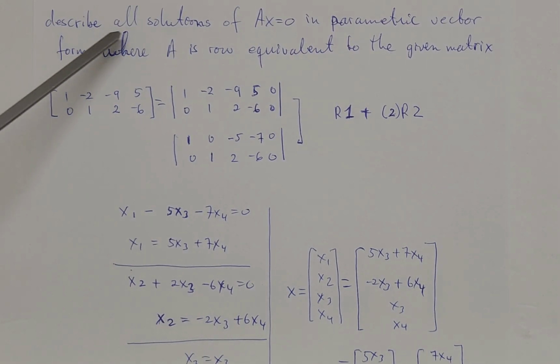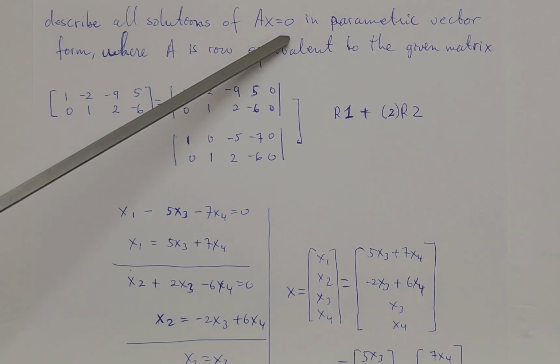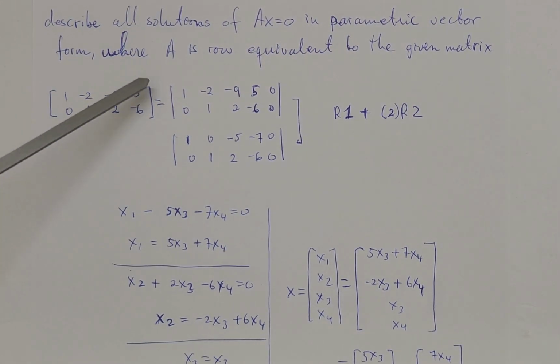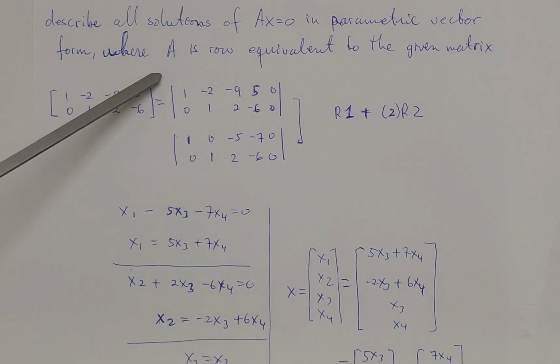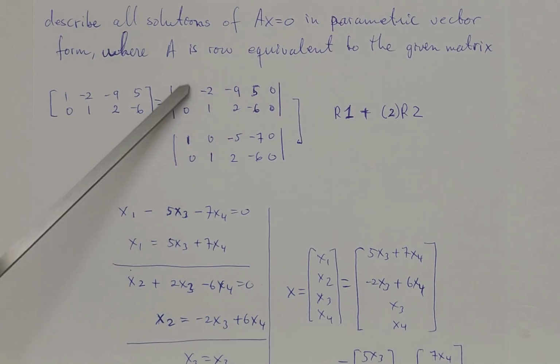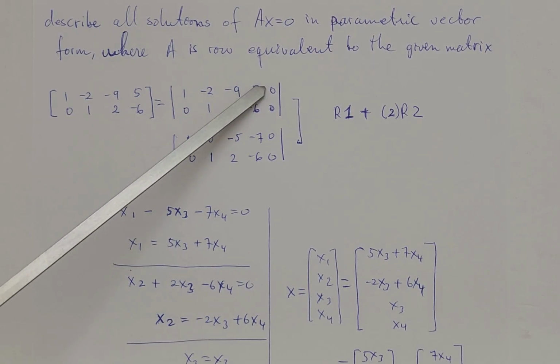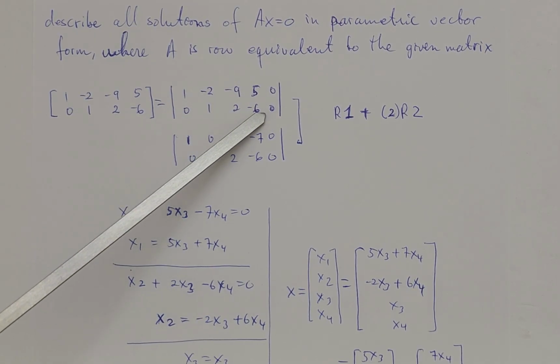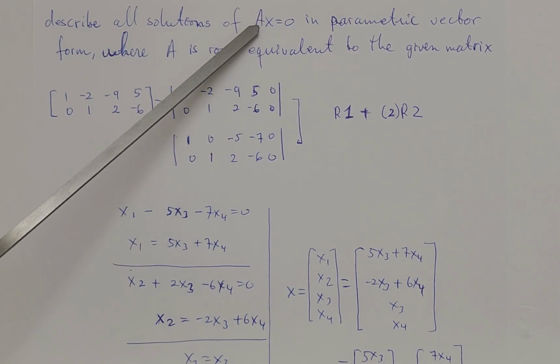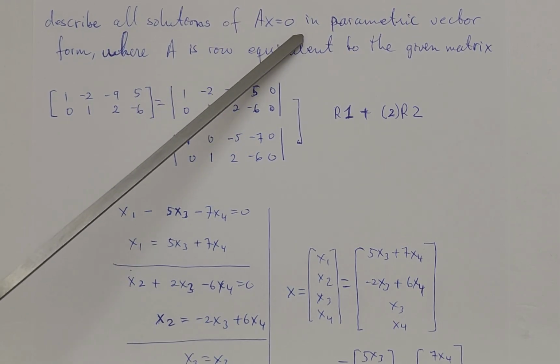This lesson is to describe all solutions of Ax equals 0 in parametric vector form, where A is row equivalent to a given matrix. So this is our A. We're going to rewrite it over here as is, and put the 0 in on the last part. Where did this 0 come from? It came from this equation, Ax equals 0.